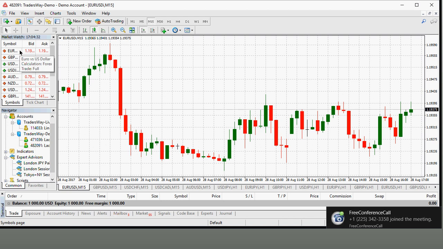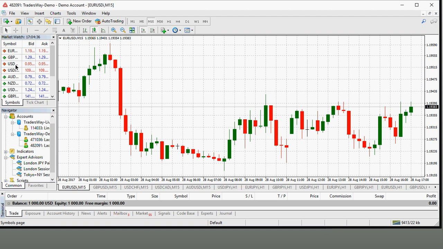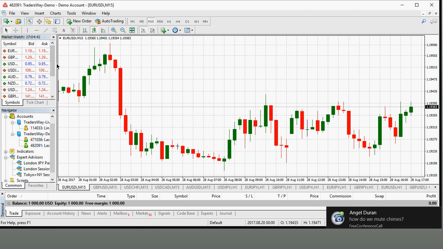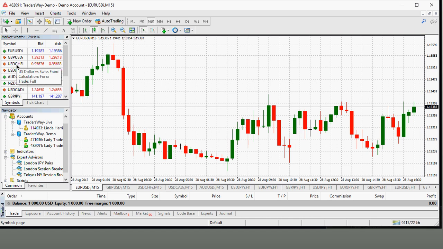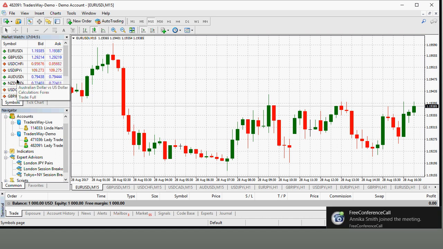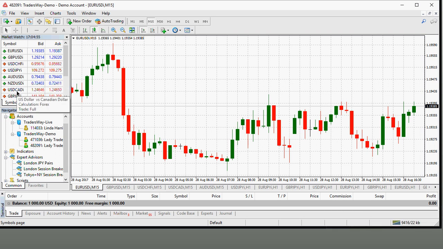Remember, here on your left-hand side, this is your market watch. In your market watch, you have your currency pairs. You guys should only have the 7 major currency pairs in here, which would be Euro USD, British Pound USD, USD Swiss franc, USD Yen, Australian dollar USD, New Zealand dollar USD, and USD Canadian dollar.